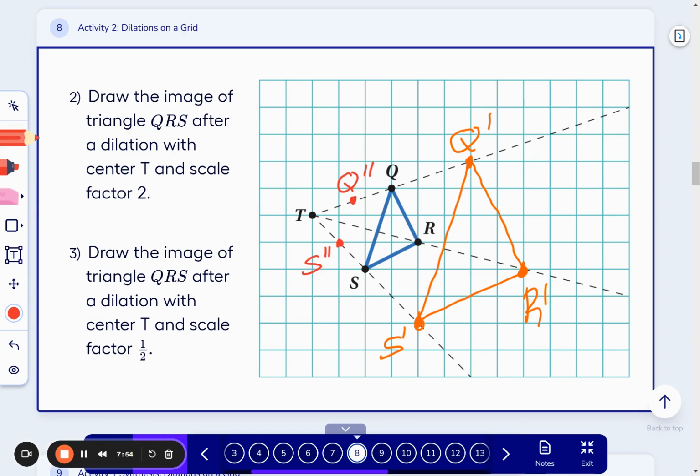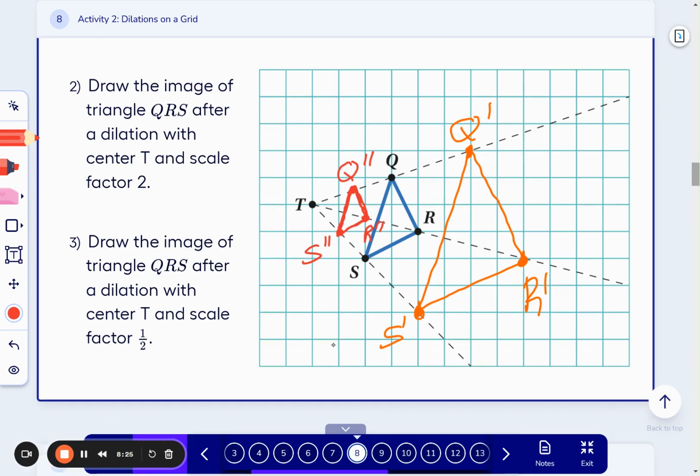Then R was 4 and 1, so we would go 2 and a half. R double prime. So then we draw on our triangle. It's going to be smaller now. So that's how we do those.